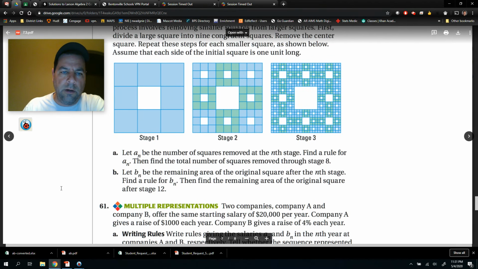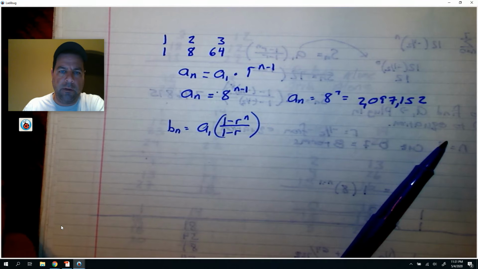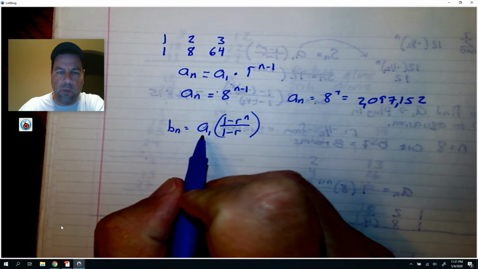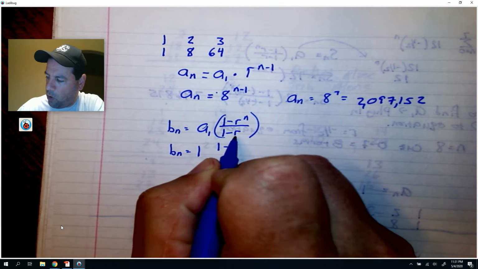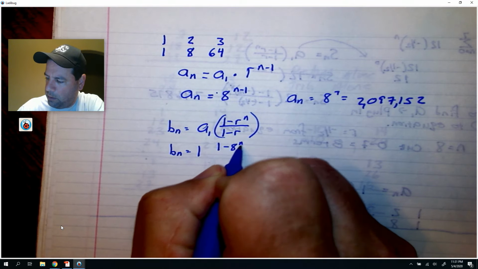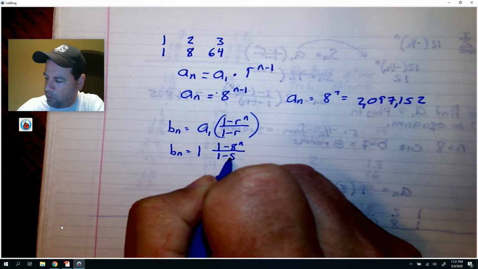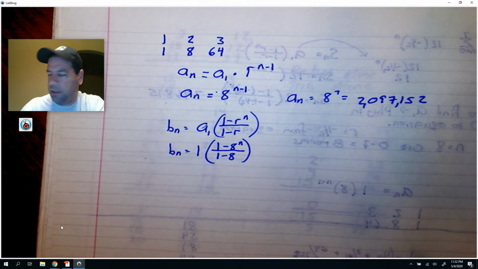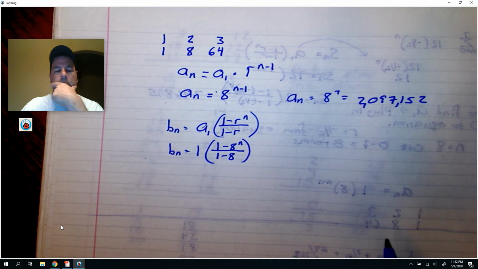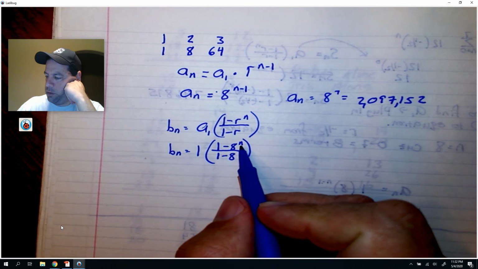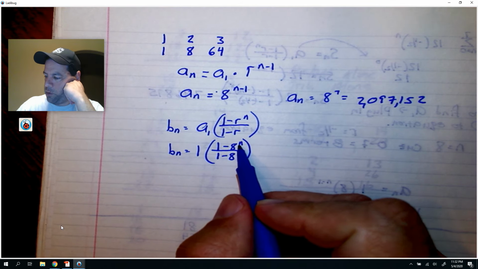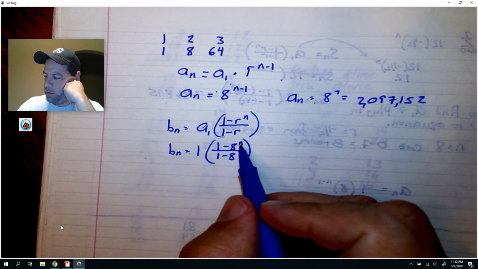So we'll go back down here. I'm gonna go to my paper, I guess. We know what a sub 1 is. A sub 1 is 1. And so B sub n is 1 times 1 minus r to the n over 1 minus r, and r is 8. I think that's all we need for that. I think that's what it does, the amount of area left. Let's plug in 1. That would be 1 minus 8.